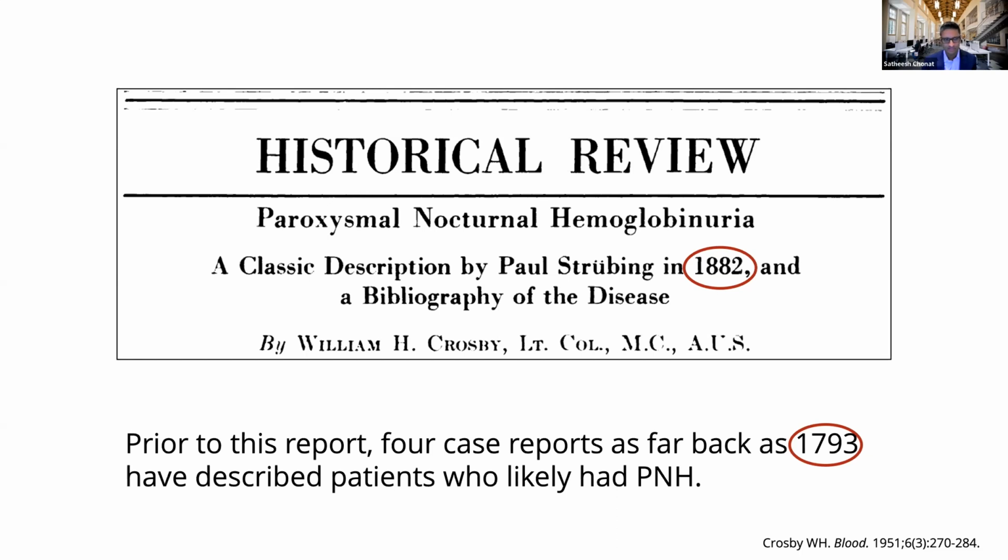I like to always start with a bit about the history of PNH. One of the first reported cases of PNH was actually in 1882, as shown here, which was described by Dr. Strübing about a patient, and a group of patients later on, presenting with paroxysmal nocturnal hemoglobinuria. But going backwards, prior to this report, there seem to be about 4 case reports going as far back as 1793, which have described patients who likely had PNH. So it's been there for a while, and we have certainly known about this for a while.